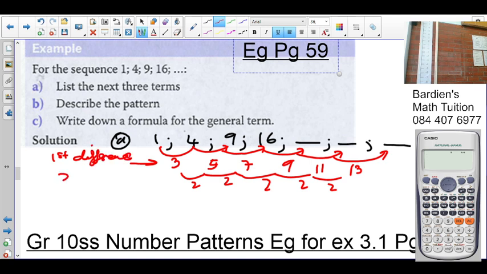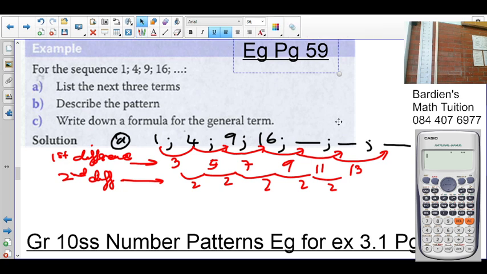And this will of course be your second difference. So if the sequence has a second common difference, it will be a quadratic function. Okay, make a note there. If it has a second constant difference or common difference, it will be a quadratic function, or a quadratic sequence.